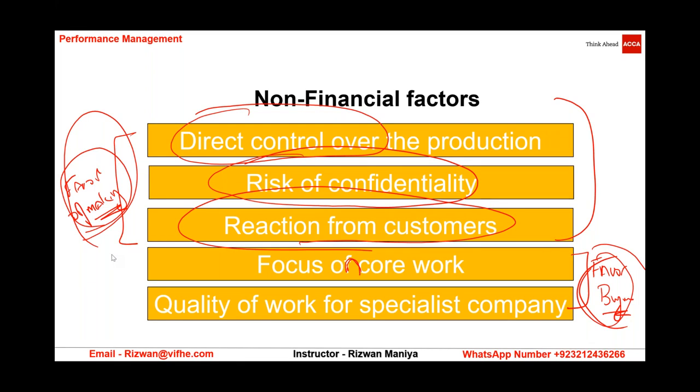Direct control means that you are able to control the production process. So if you make in-house, you have complete control in your hand. But if you outsource, you can't control because that outsourcing company will now make the product for you. So you will lose your direct control over production. Okay.